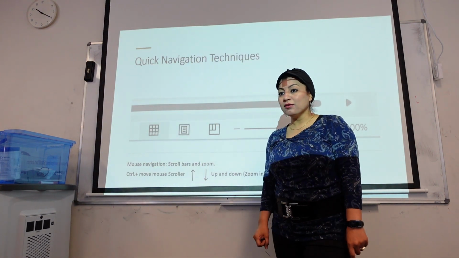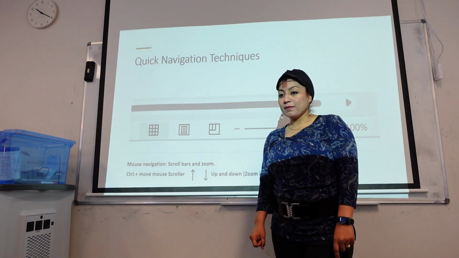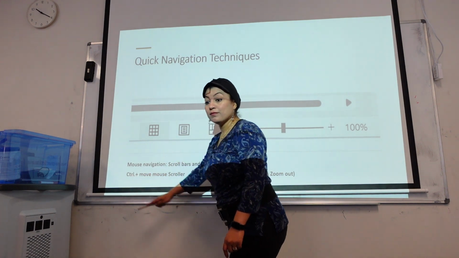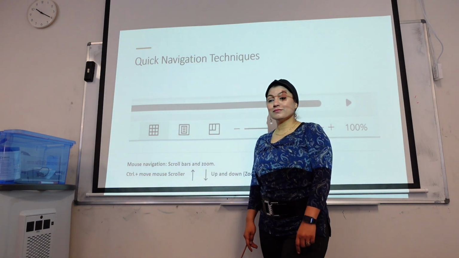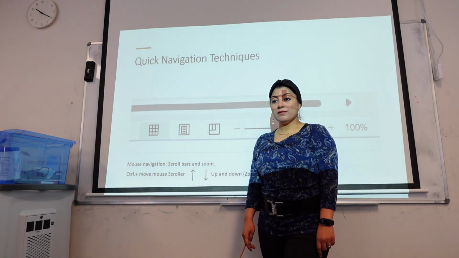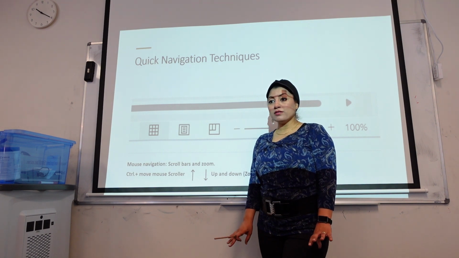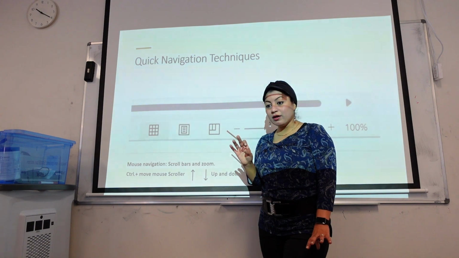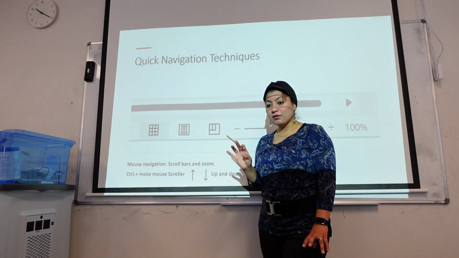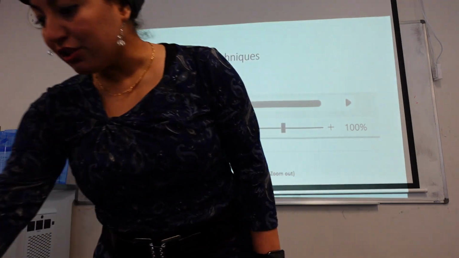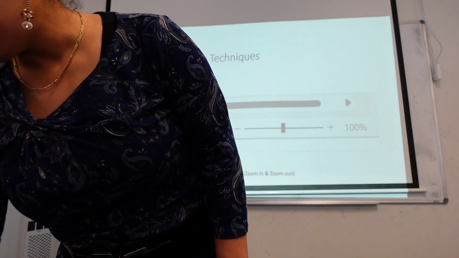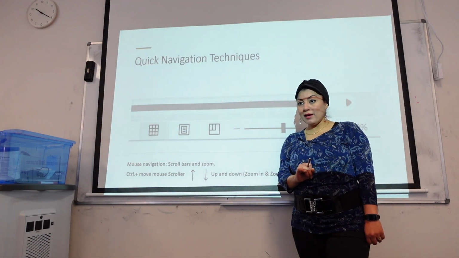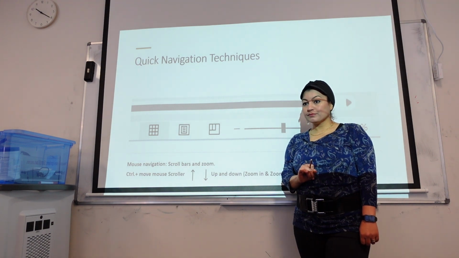Would you like to try it now? It's not working. Is that working? Because you did not press Control. Now hold it down. Press and hold the Control key down and scroll up and down with your mouse. This is the scroller. It goes up and down.